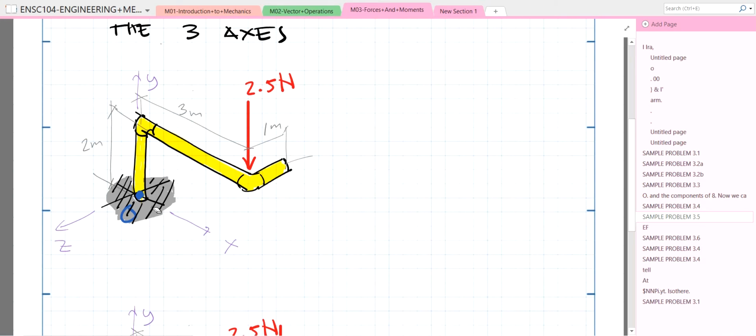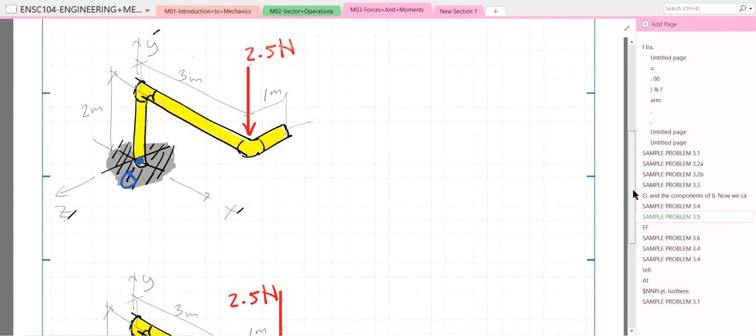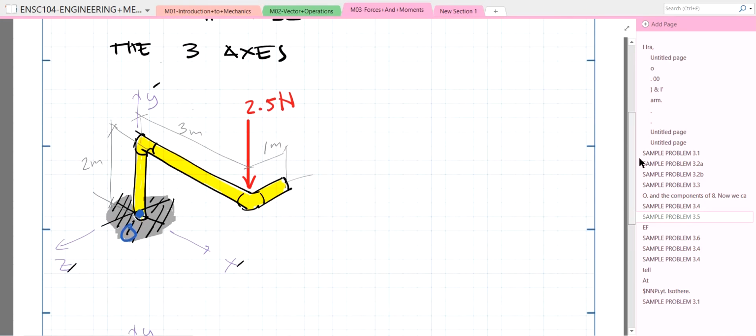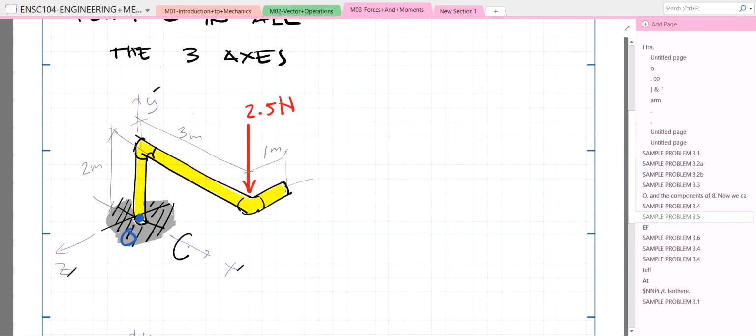So here's our figure. We have an object, or let's say a bar, fixed at point O, and we have a loading right here, 2.5 newtons. Here's our x, y, and z axes. Because of that loading, and because it spans three dimensions, maybe it can cause moments in all three axes. So that means it can have rotation here, or maybe here, or maybe here, right?